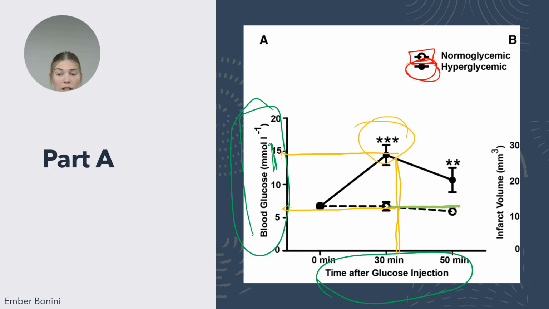At the 30-minute mark, it's a slight decrease, which is why the statistical importance and value of this one isn't going to be as high as when we look at the hyperglycemic, because if we draw our line from the 30-minute marker, there is a big difference that we can see right in here. And so again, that's just part A, showing the difference of blood glucose levels between the normal glycemic and the hyperglycemic.